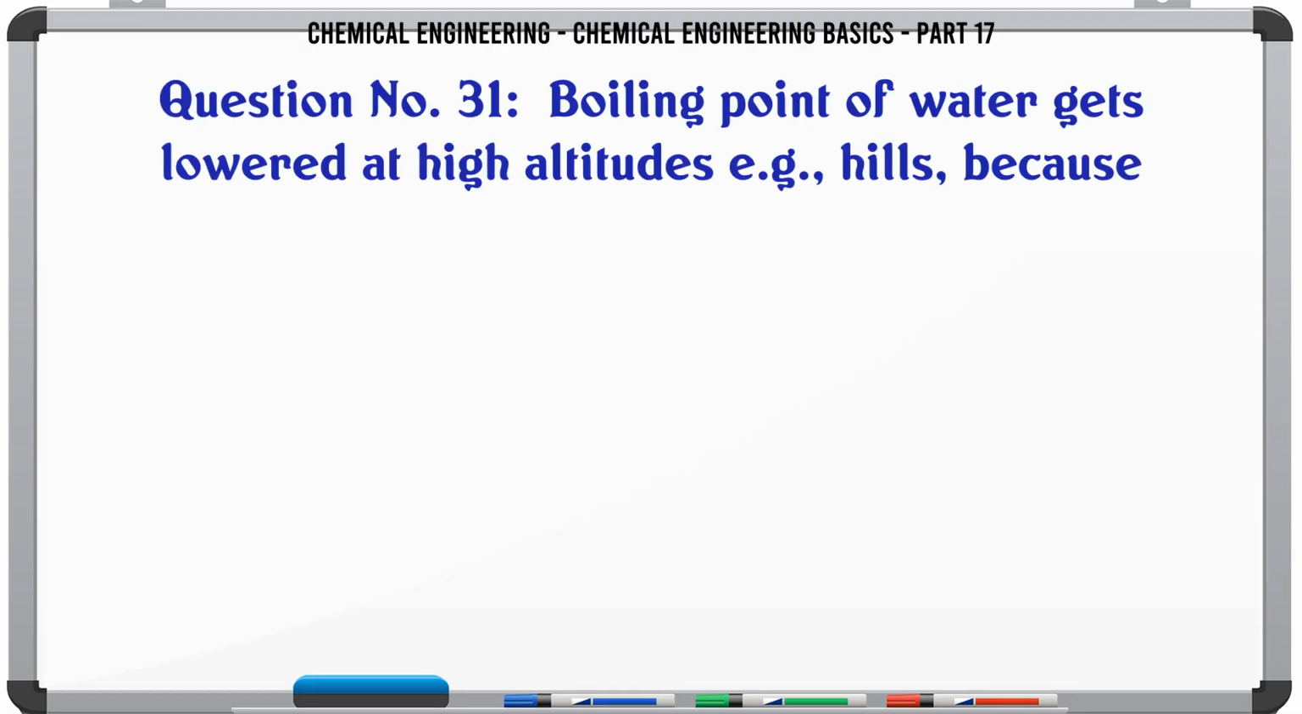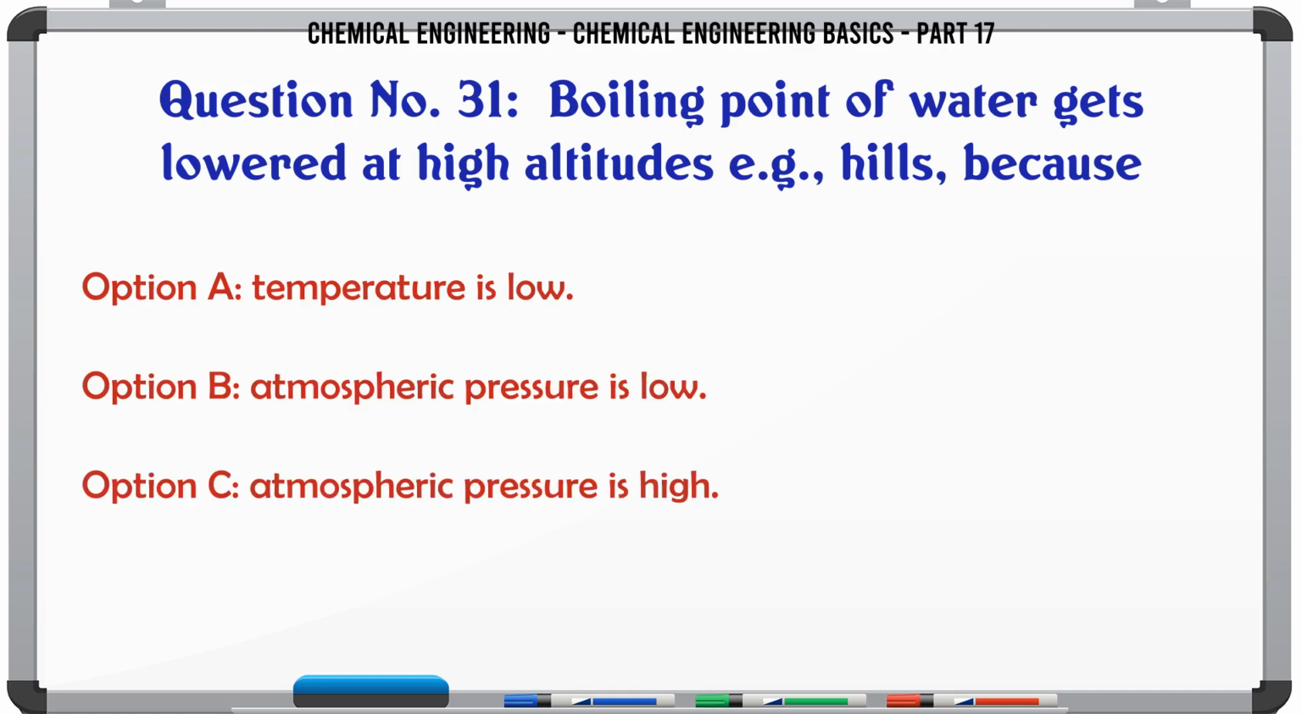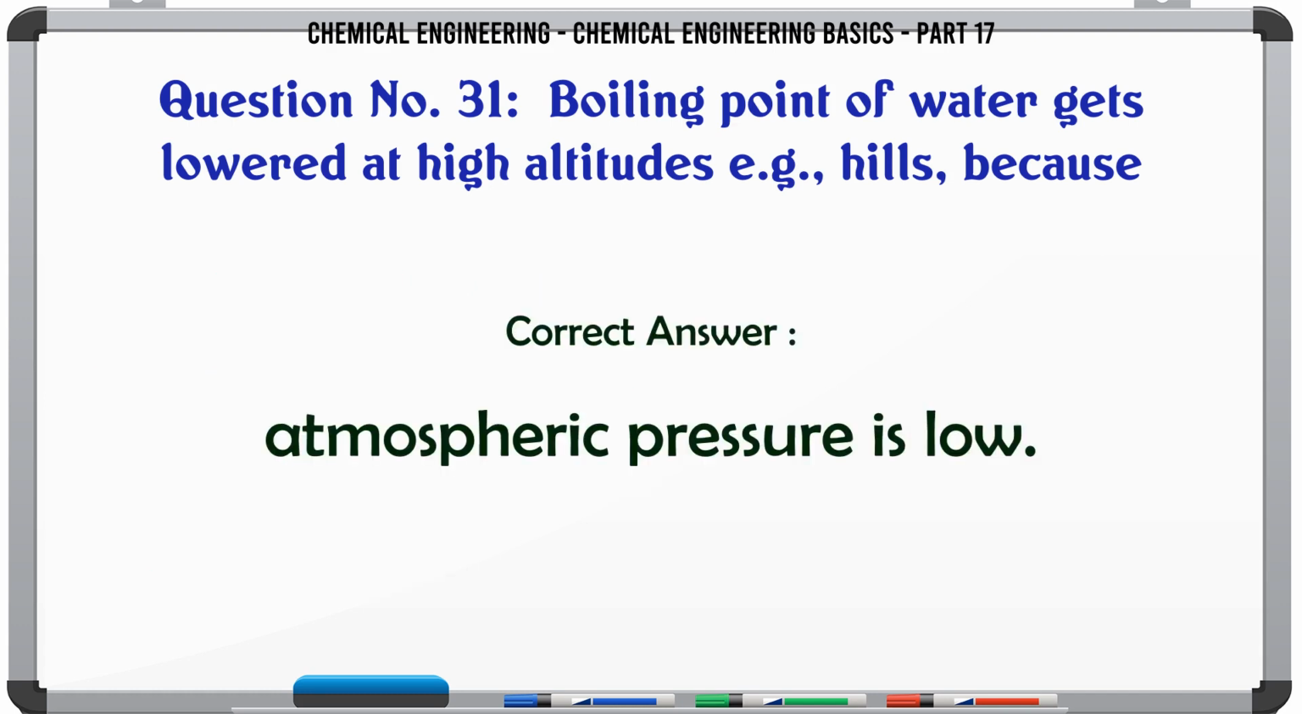Boiling point of water gets lowered at high altitudes, e.g. hills, because A. temperature is low, B. Atmospheric pressure is low. C. Atmospheric pressure is high. D. None of these. The correct answer is atmospheric pressure is low.